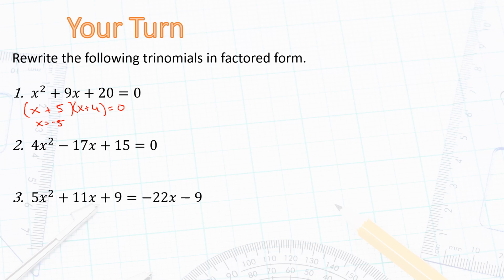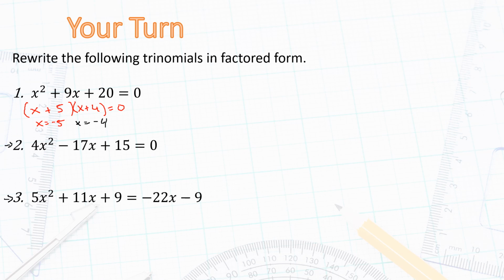All right, your turn. Do the 3 polynomials, factor them, and then solve for the value of x. First one's already done, well, halfway done. So we would have 5 and 4. We have minus 5, and x would also be equal to minus 4. But pause the video, try and do 2 and 3 on your own.